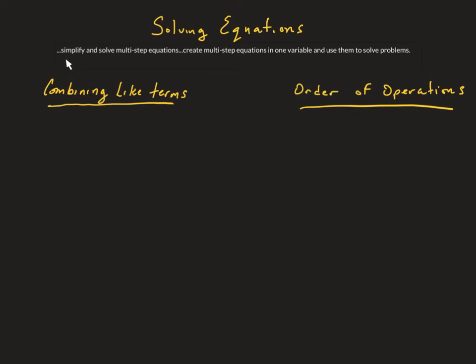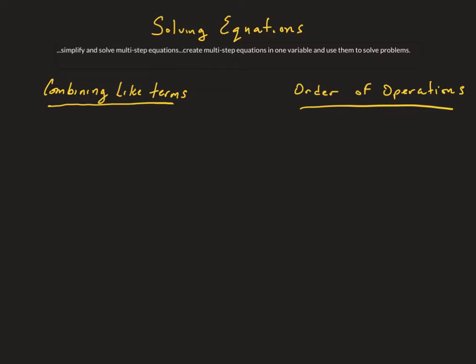How do we simplify and solve multi-step equations? Also, how do we create multi-step equations in one variable and use them to solve problems? So, simplifying and solving multi-step equations.